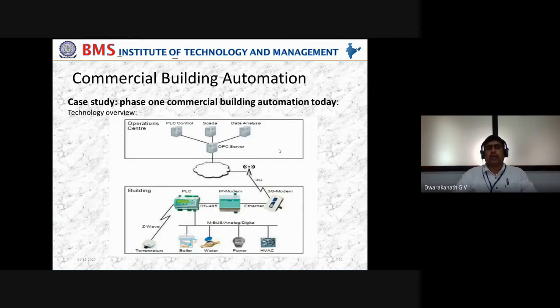Now, coming to the next one, technical overview. For this, what technical requirements will be there? We have studied everything. Now you can see how connectivity will be there. A temperature boiler is there, and water, and here power is there, and HVAC is there, meaning existing systems. And you can see that based on a temperature sensor, which has been connected with Z-Wave connectivity, this is a PLC.